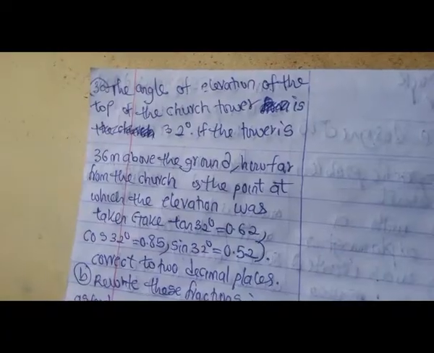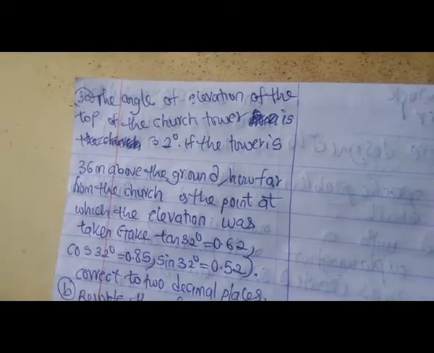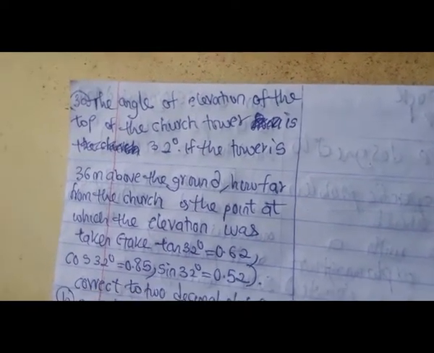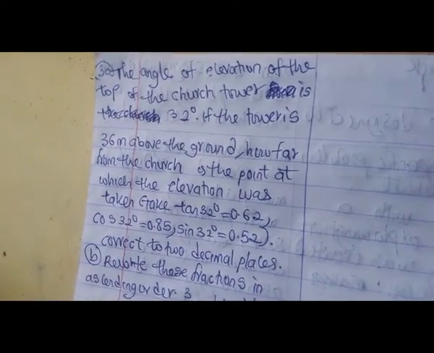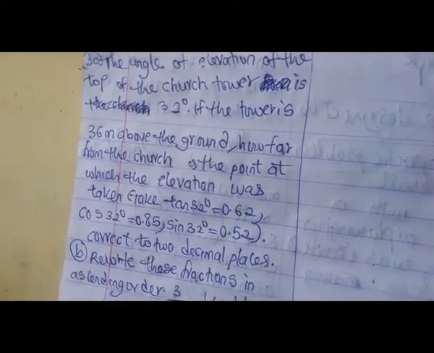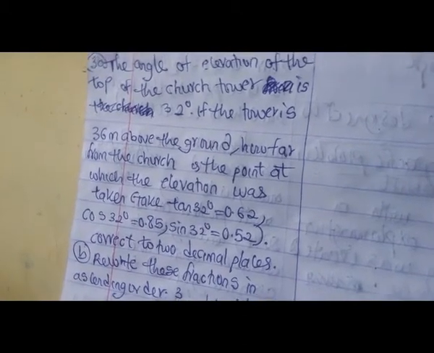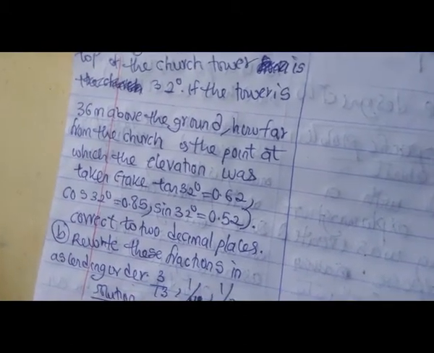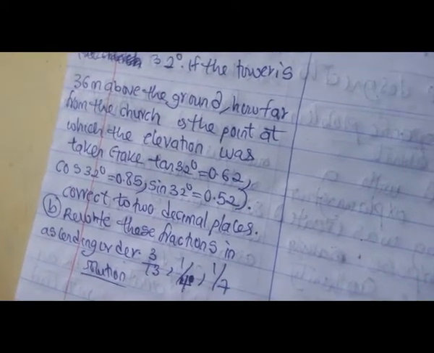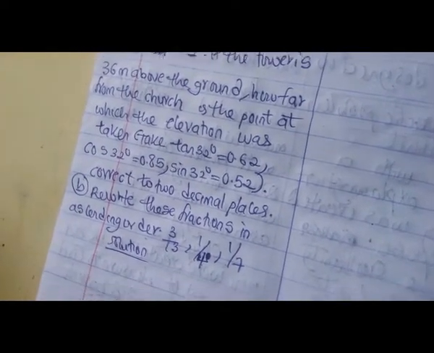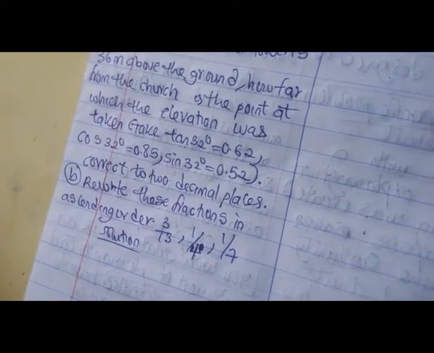We are going to question 3. It says the angle of elevation of the top of the church tower is 32 degrees. If the tower is 36 meters above the ground, how far from the church is the point at which the elevation was taken? Take tan 32 degrees equals 0.62, cos 32 equals 0.85, sin 32 degrees equals 0.52. Correct to 2 decimal places. So let's solve the question.